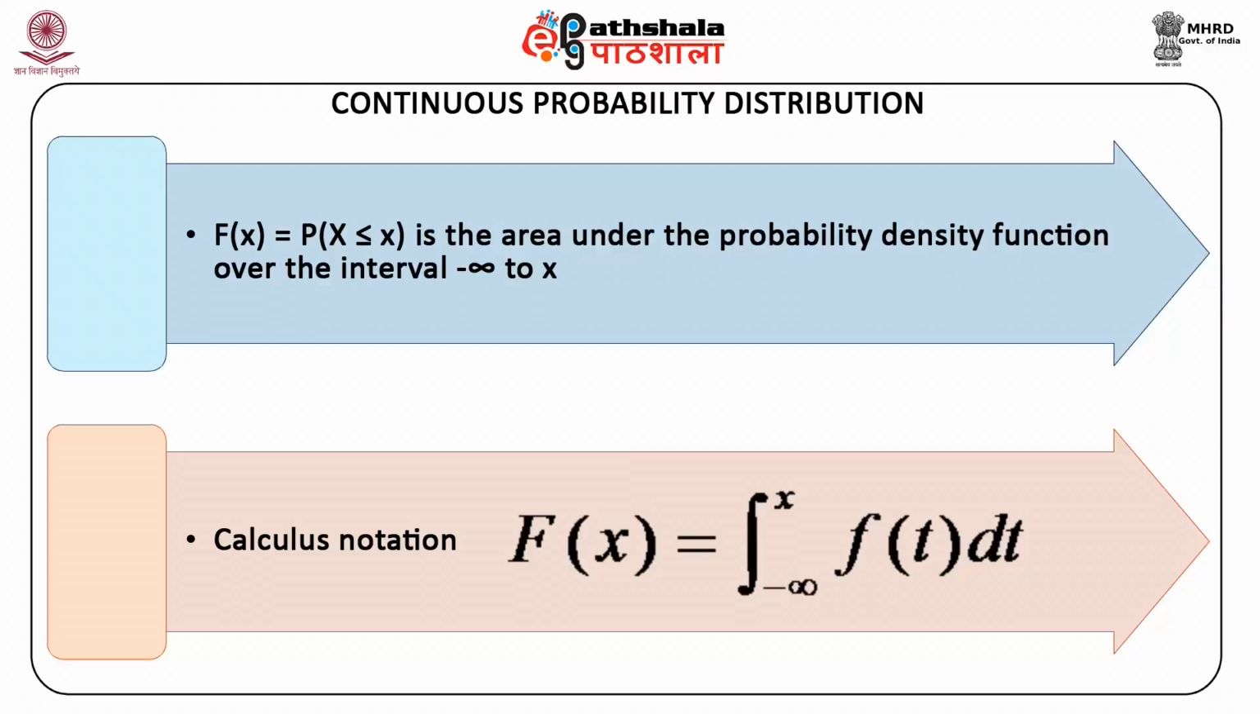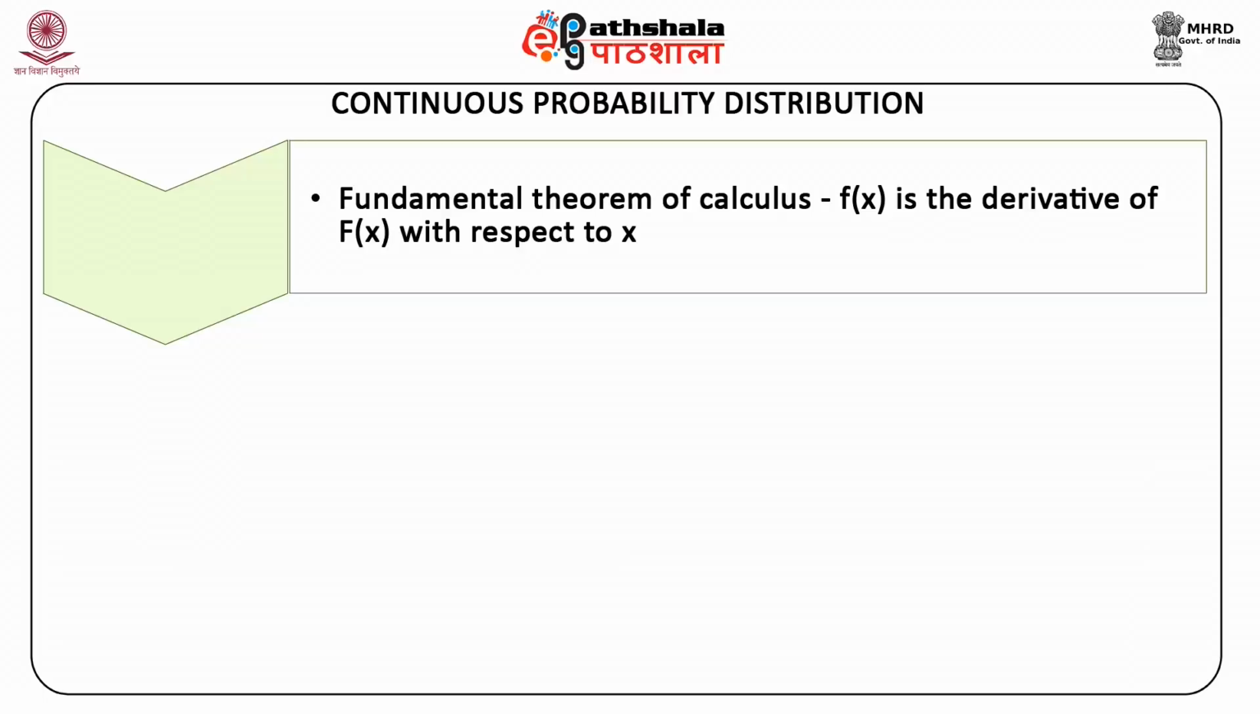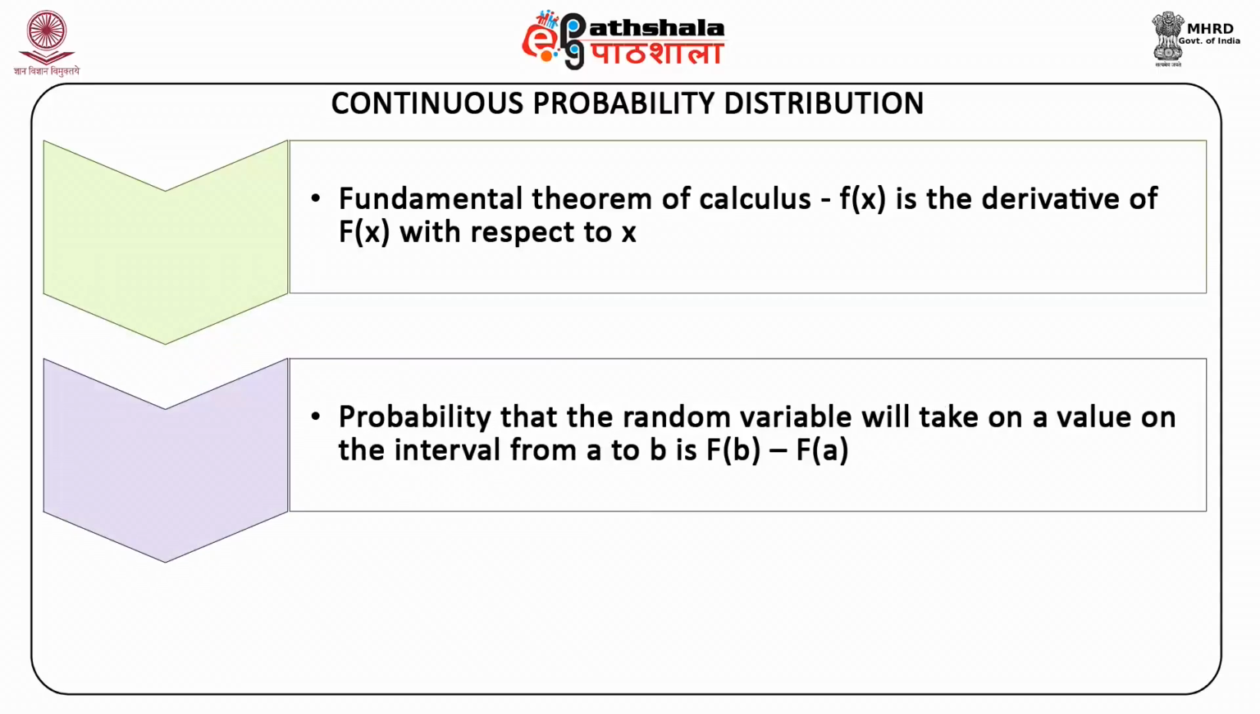In the usual calculus notation for the integral, F(x) is equal to integral from minus infinity to x f(t) dt. According to the fundamental theorem of calculus, it follows that f(x) is the derivative of capital F(x) with respect to x whenever this derivative exists. Also, another consequence of this theorem is that the probability that a random variable will take on a value in the interval from a to b is F(b) minus F(a).